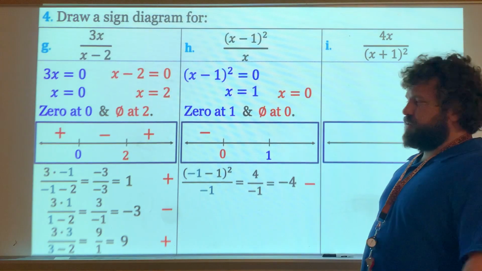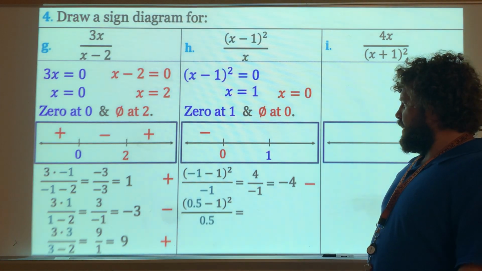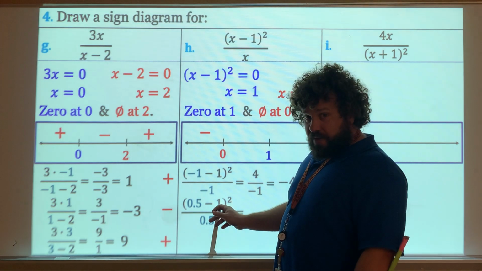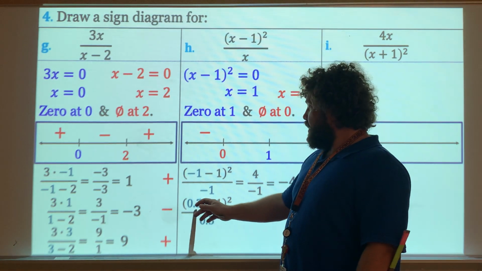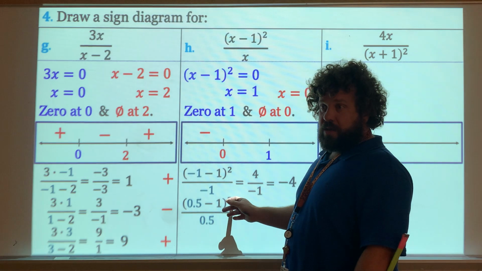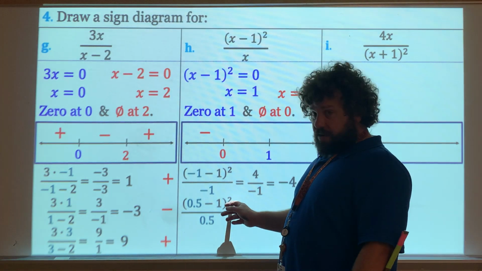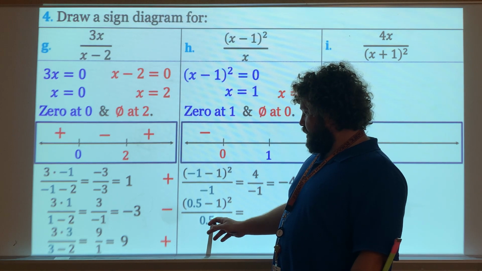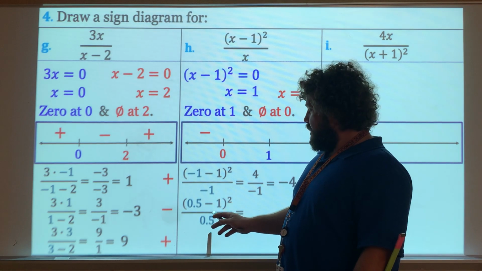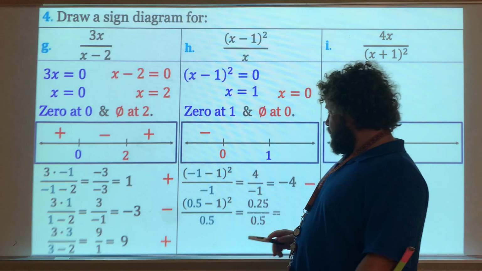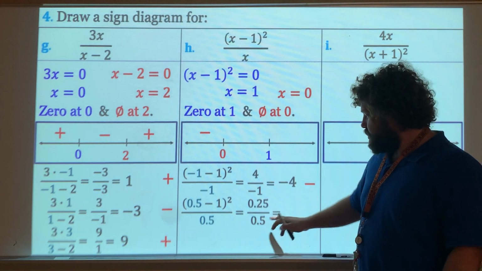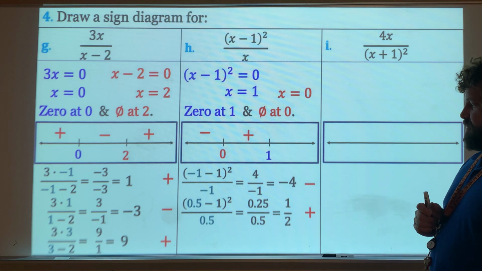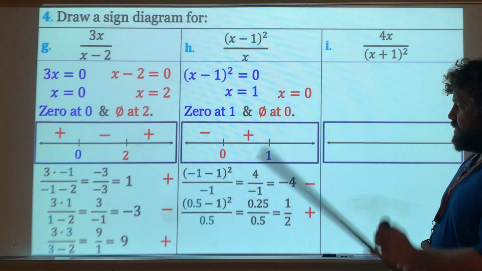We're going to have to pick a fraction. We have to pick half, so let's pick half or 0.5. 0.5 minus 1 is negative 0.5, or negative 1/2. Negative 1/2 squared is actually positive 0.25, or positive 1/4, divided by a half. So that'd be 1/4 times 2, which is 1/2. Boom, which is positive. You can use decimals, you can use fractions, doesn't matter.